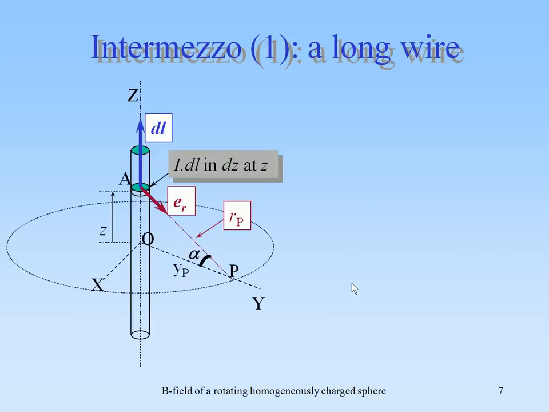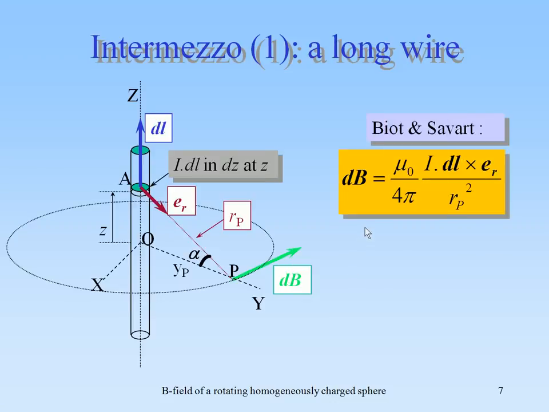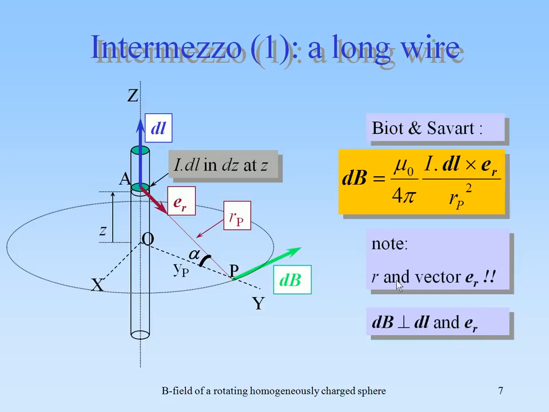First, an intermezzo: a long wire. Biot and Savart here: mu naught over 4 pi, dl cross ER over rp squared. And we note that r and the vector ER are necessary. This is r, rp, and vector ER. dB is perpendicular to dl and ER, so dB is perpendicular to the plane of the triangle AOP.